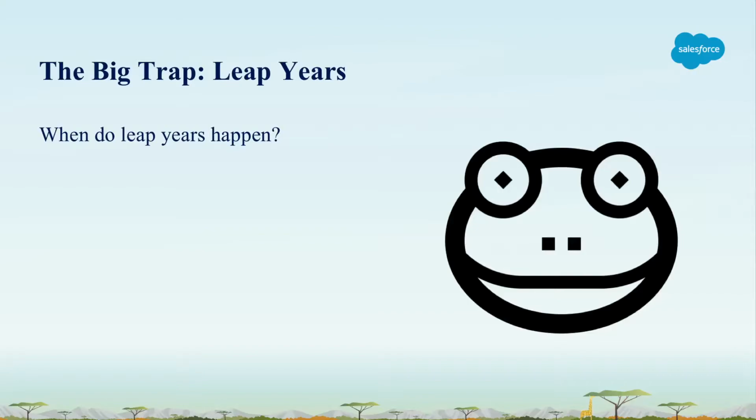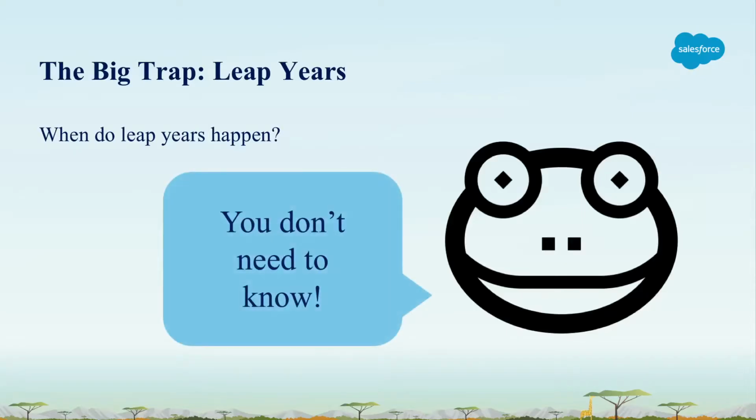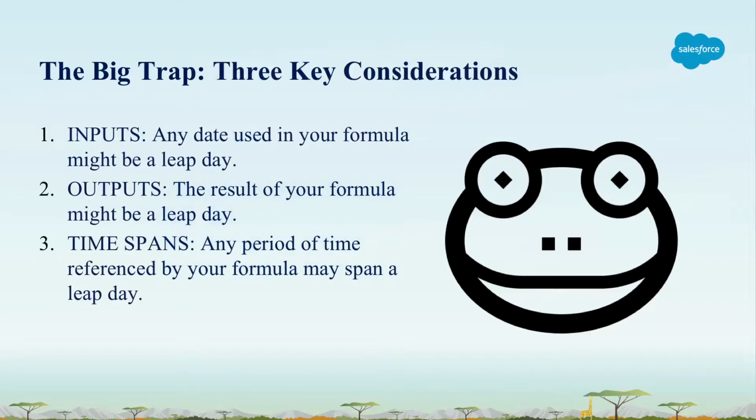I'm going to tell all the rest of you a secret is that you're okay because you don't actually need to know any of the rules for when leap years happen to conquer leap years in formulas. I'm going to show you 3 rules, and if you obey these rules in your formulas, you don't need to know when leap years actually happen, and your formulas will always behave around leap years. And you will never end up every 4 years with all your date formulas getting all wonky. So, our 3 rules: inputs, outputs, time spans.